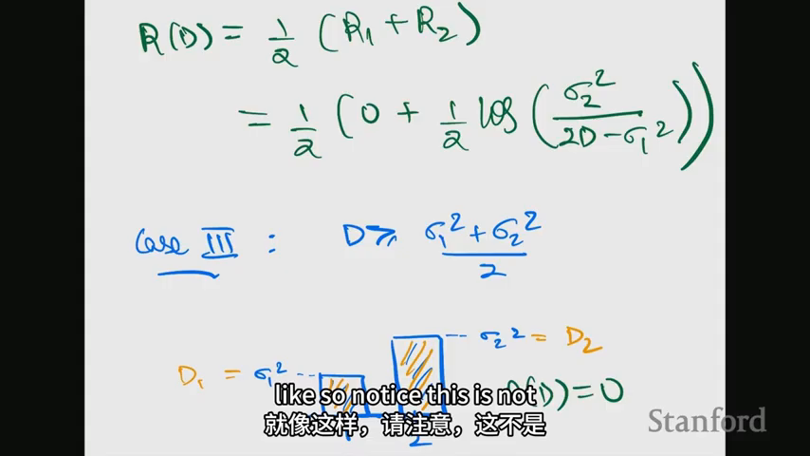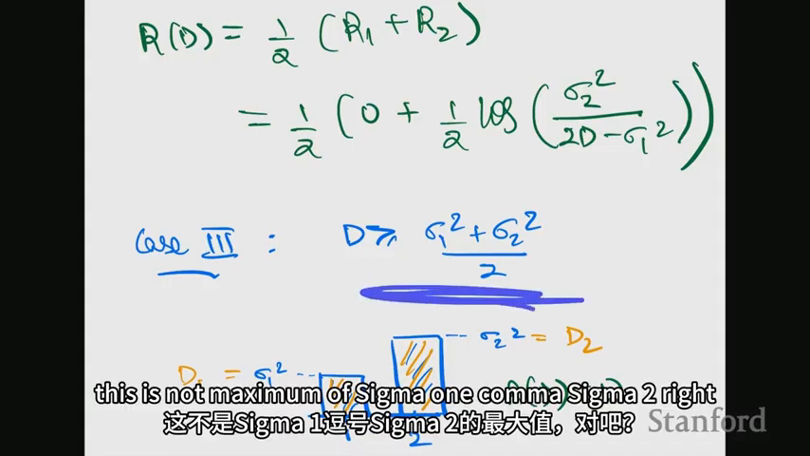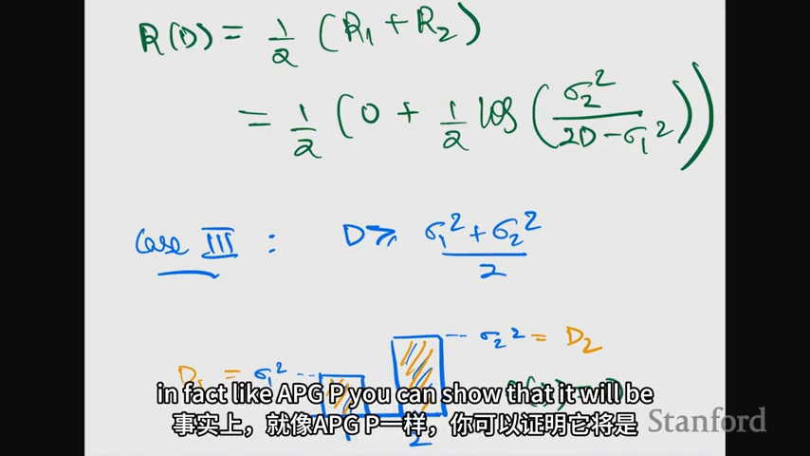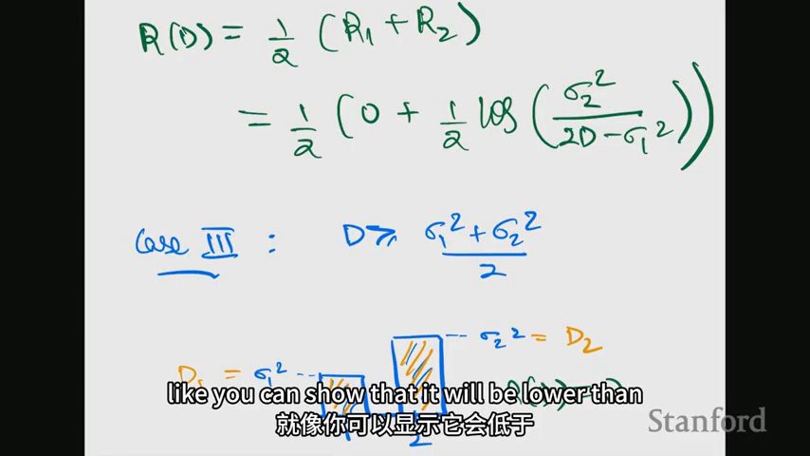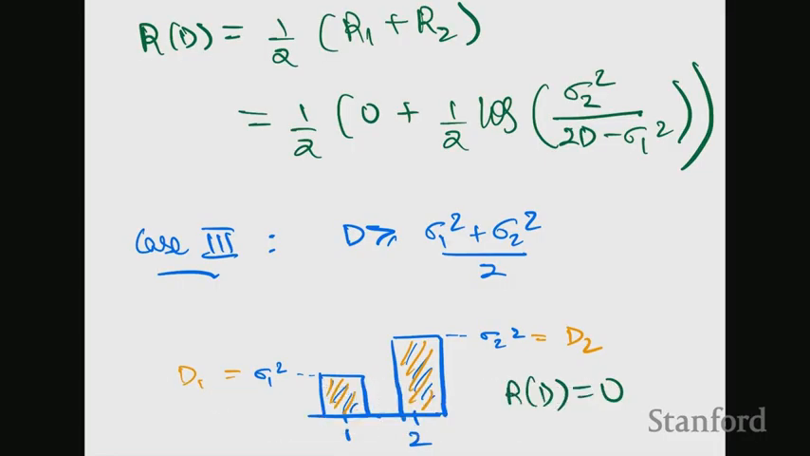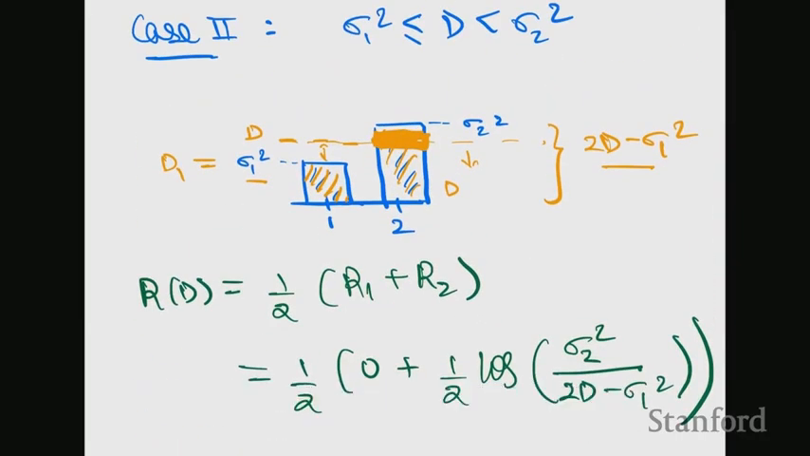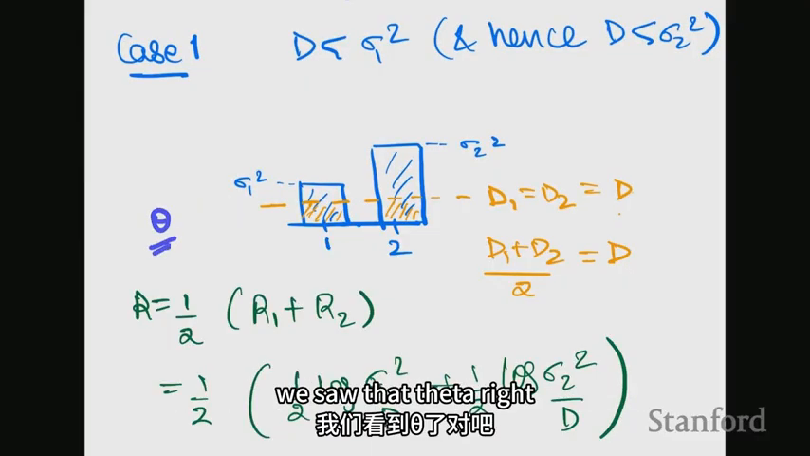So notice this is not the maximum of sigma 1 comma sigma 2, right? This can be lower than that. You can show that it will be lower than the maximum of sigma 1 and sigma 2. Okay? And this constant you see here in case 1 was the theta in our equation. We saw that theta, right?